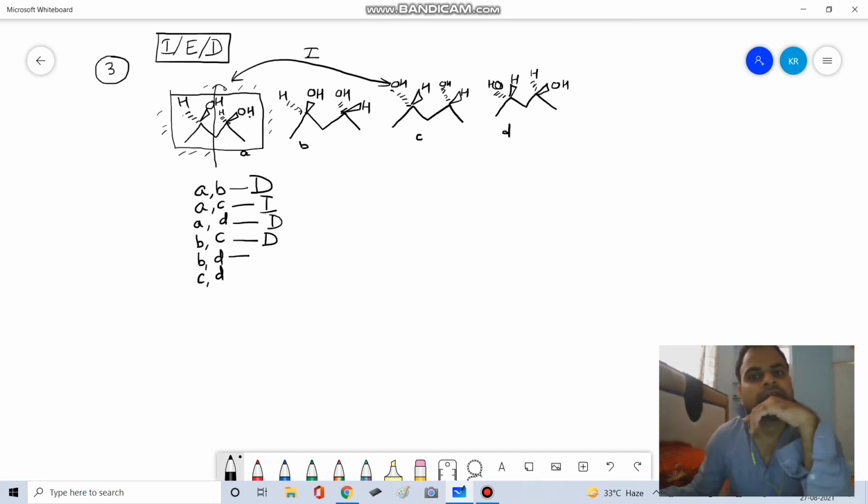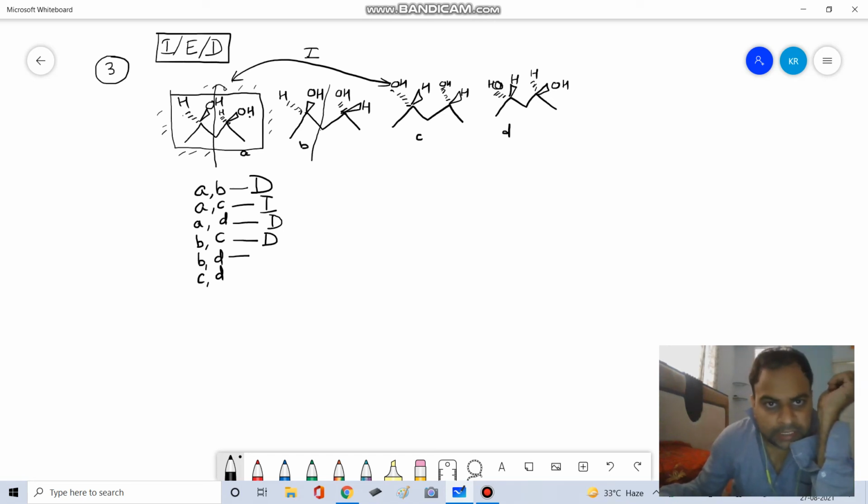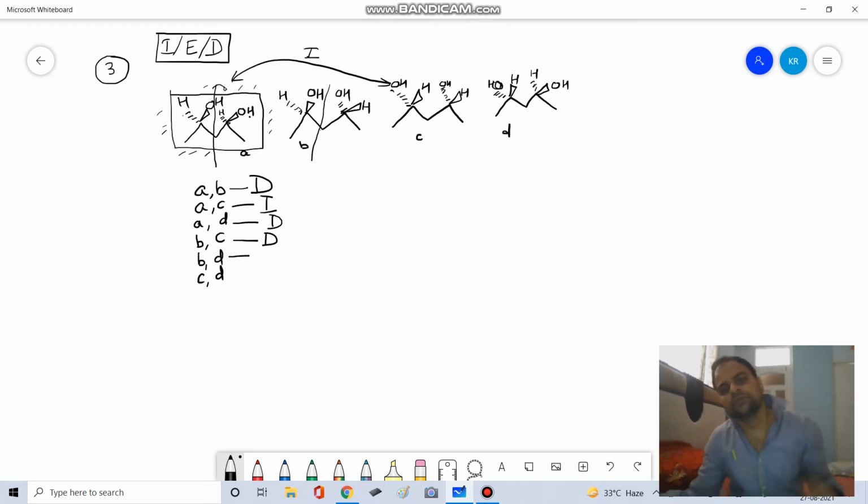If you look carefully, B and D are not identical. If you try to superimpose, they will not match. If you directly put B on D, it will not match. If you rotate it by this axis and then match, it will again not superimpose, because please understand this. On this left carbon, OH is towards us. Here on the left carbon, OH is opposite. By no manner can you change B into D without breaking the bonds.